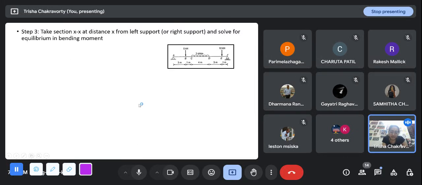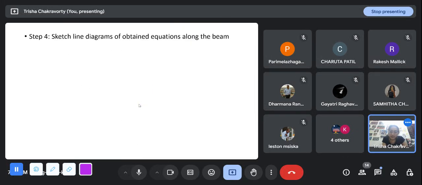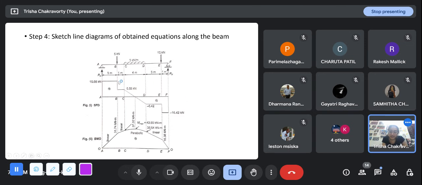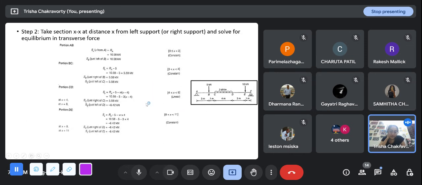Okay, I'll go to the diagram so that you can understand how we show this. So 10.58 is constant here. Then there is a jump downwards and I get 5.58. And then it linearly reduces. The shear force goes into negative. So at C, I found 5.58. At D, I find minus 6.42. So I join it by a straight line. So up to now we have gone to point D.